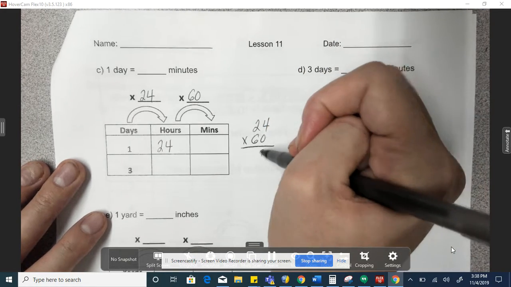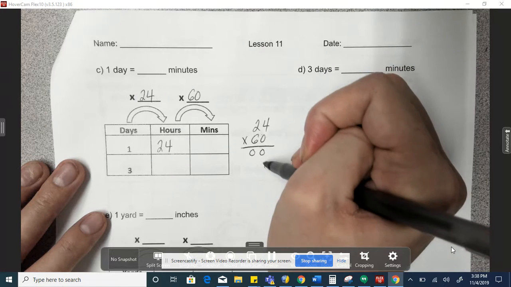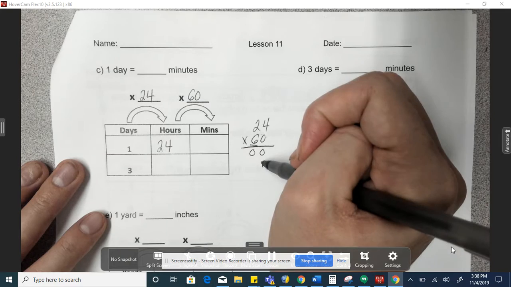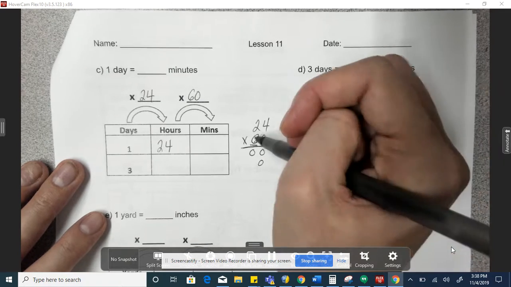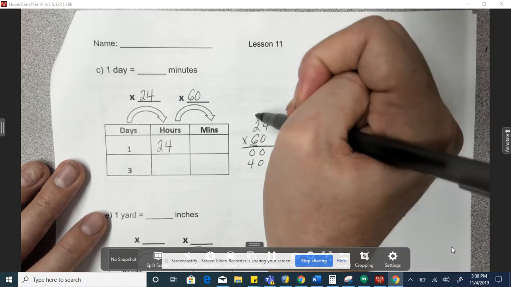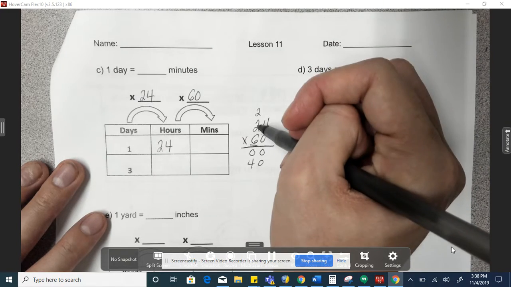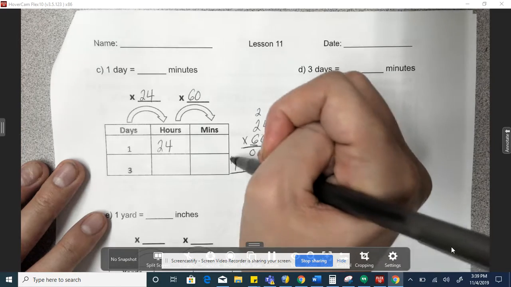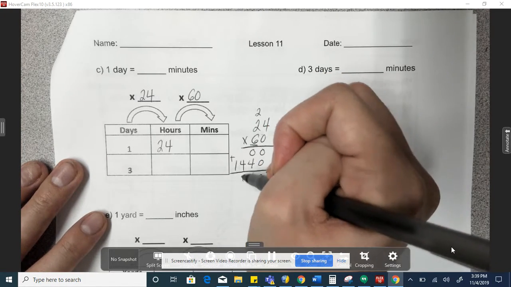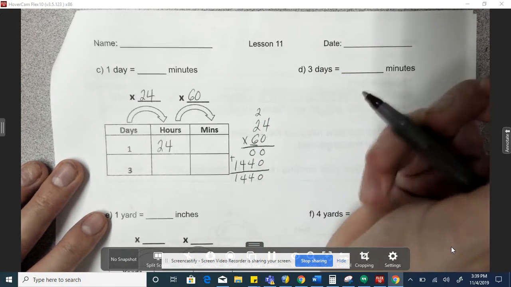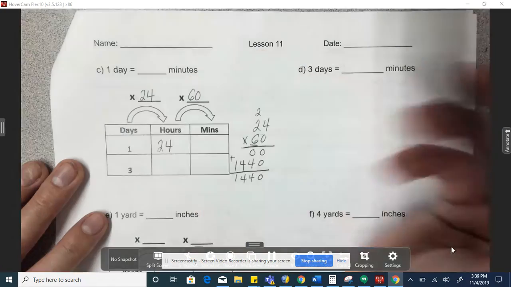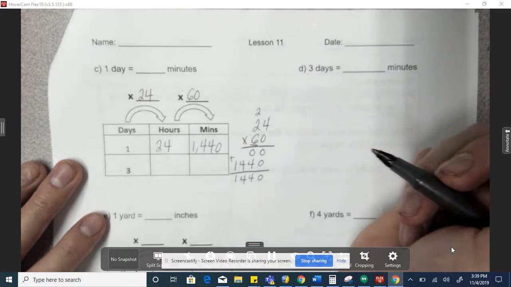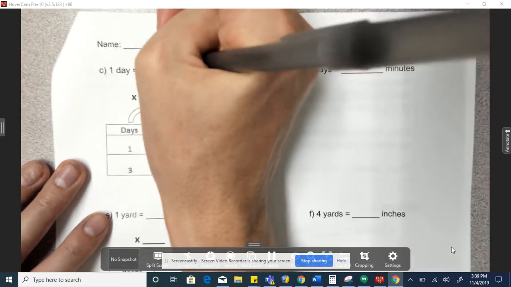0 times 4 is 0. 0 times 2 is 0. We're going to multiply everything by 6 in the tens place. So I'm going to put a 0 in the ones place. 6 times 4 is 24. Carry the 2. 6 times 2 is 12. Plus 2 is 14. When I add this up, 0, 4, 4, 1. So I know that in 1 day, there are 1,440 minutes. That's my answer to part C.